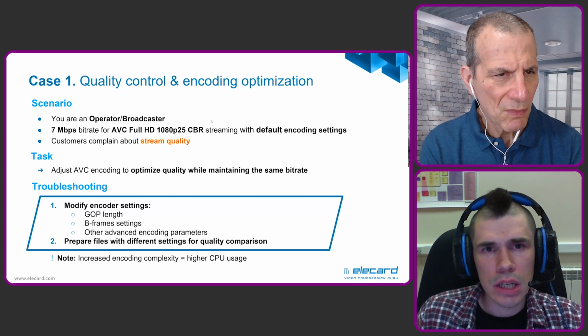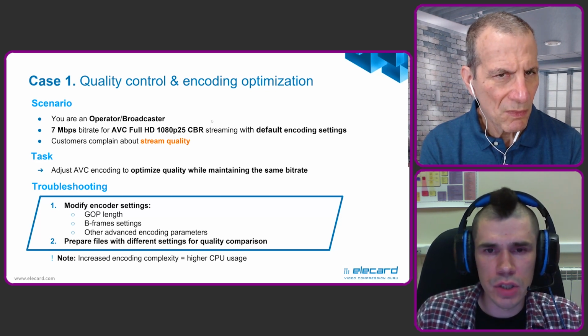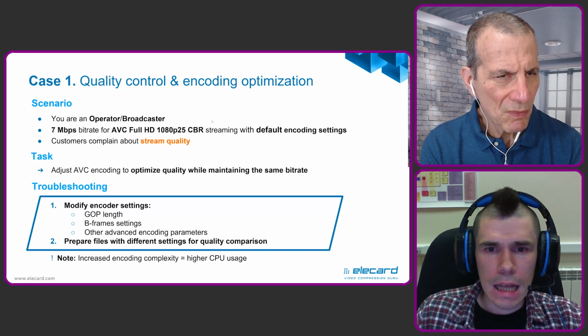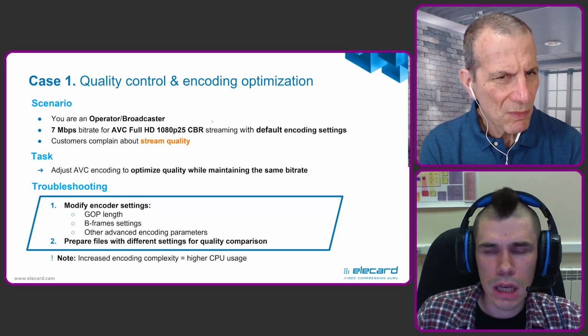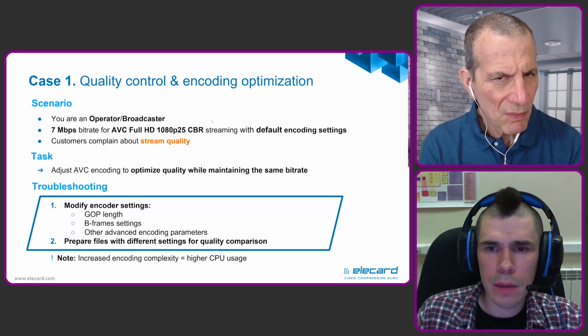And the first one is quality control and encoding optimization. Let's imagine we have a regular Full HD resolution AVC stream that we are broadcasting, and the regular bitrate is 7 megabits per second.